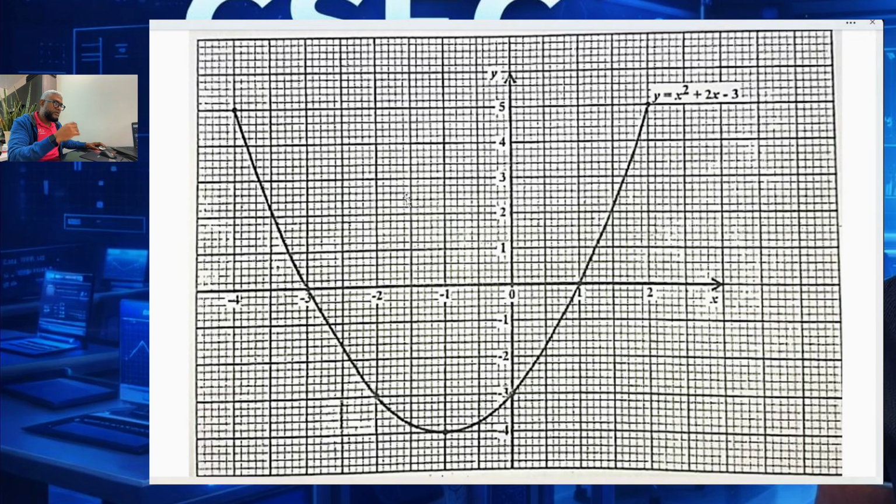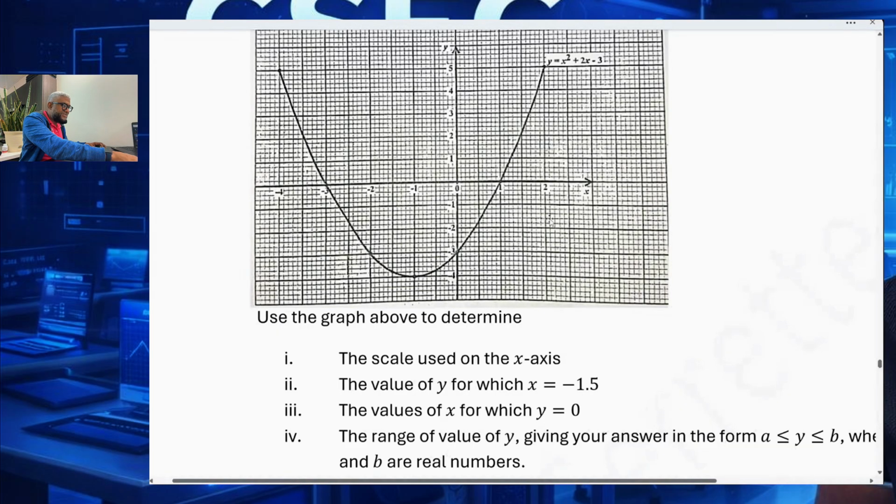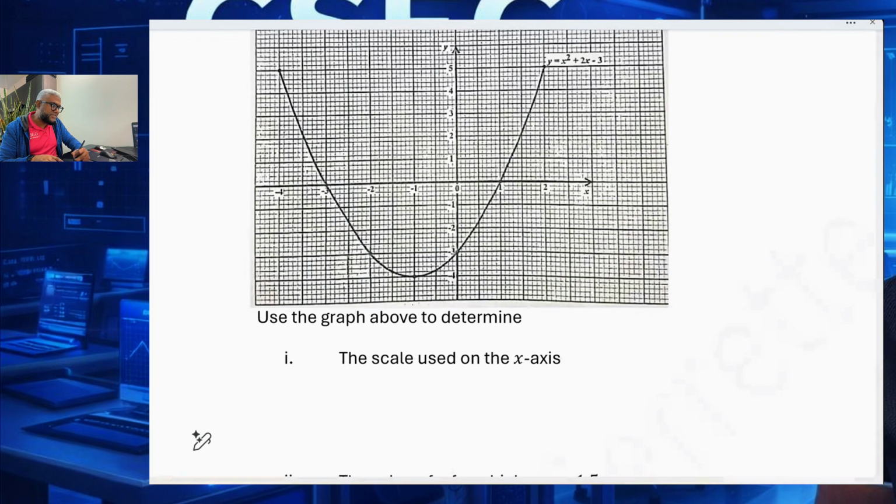Okay? I don't like this question one. Using the graph above, determine the scale used on the x-axis. Come on, man, CXC. Better than that. What's the scale used on the x-axis? 1 unit to 2 centimeters. Meaning that each 1 unit we put, it's 2 centimeters apart. The distance from here to here is 2 centimeters apart on the x-axis. Just a curiosity, what is the scale on the y-axis? 1 centimeter to 1 unit on the y-axis, right?